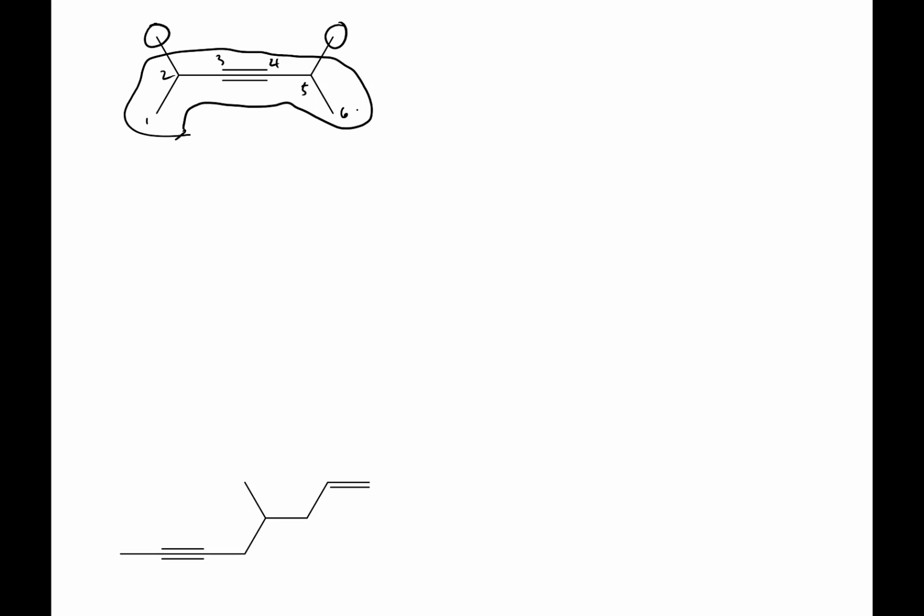So, yeah, let's put this one all together. Now, one thing that's nice about alkynes is they cannot exhibit cis-trans isomerism.